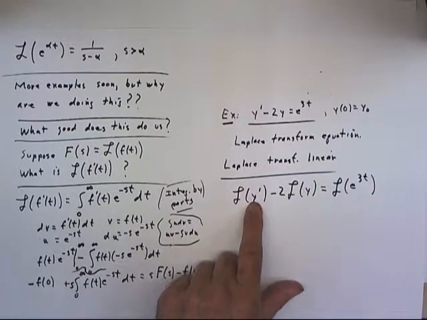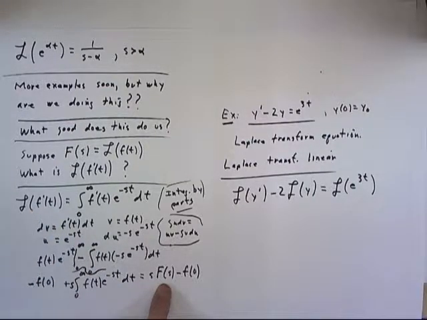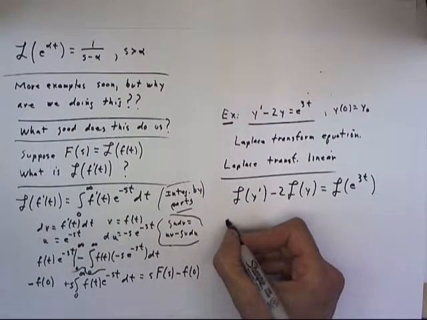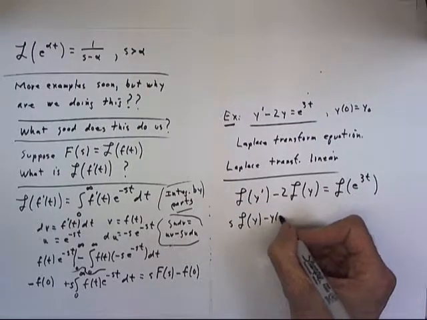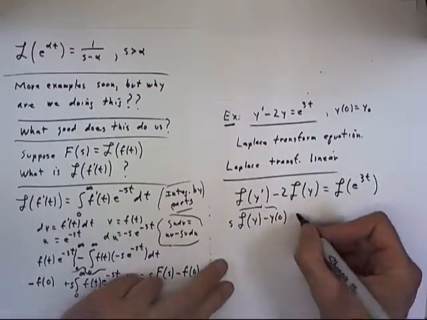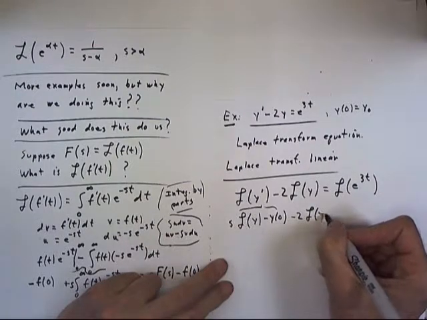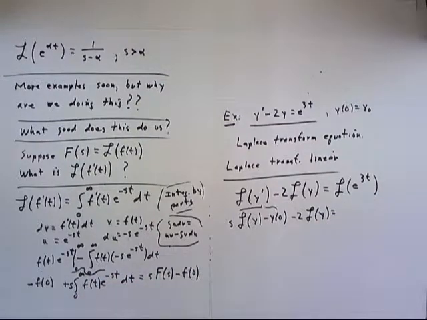Okay, now the Laplace transform of y prime, what's that? Well, we just showed that the Laplace transform of the derivative is s times the Laplace transform of the function itself minus that function evaluated at 0. It's not much of an extension to say, okay, the Laplace transform of y prime is therefore s times the Laplace transform of y minus y of 0. So this gives us this. And then that's minus 2 times the Laplace transform of y. And that equals what? That equals the Laplace transform of e to the 3t.